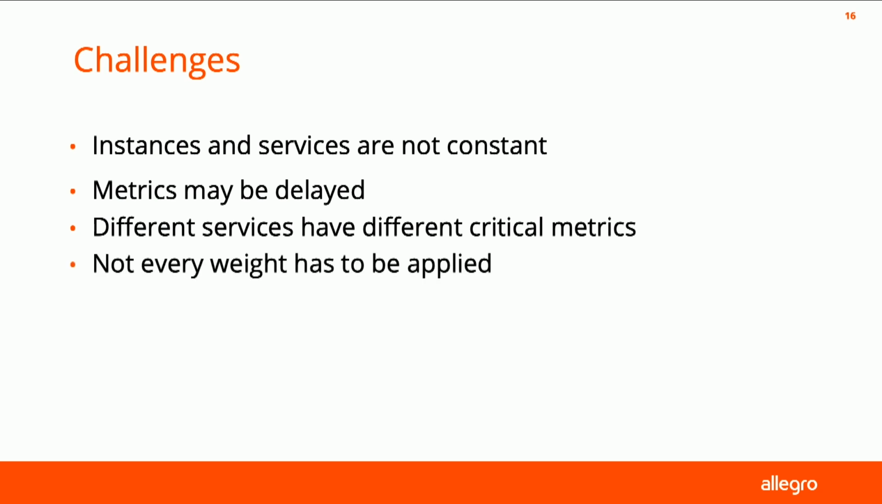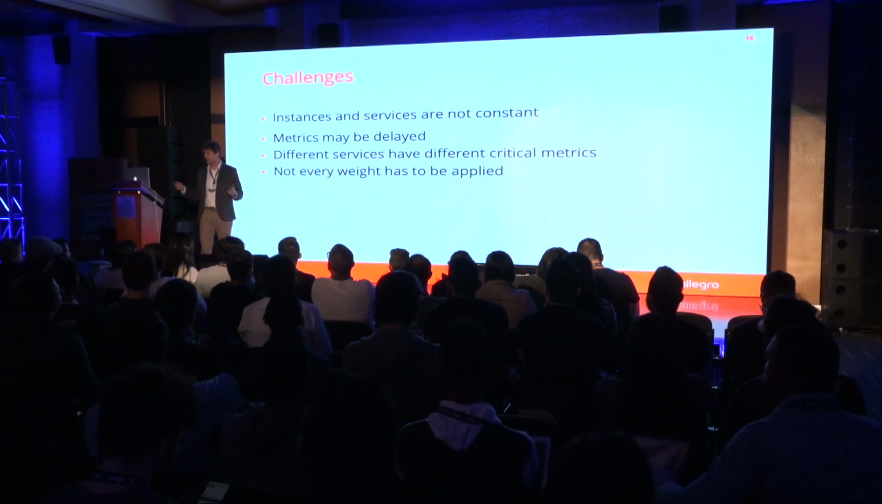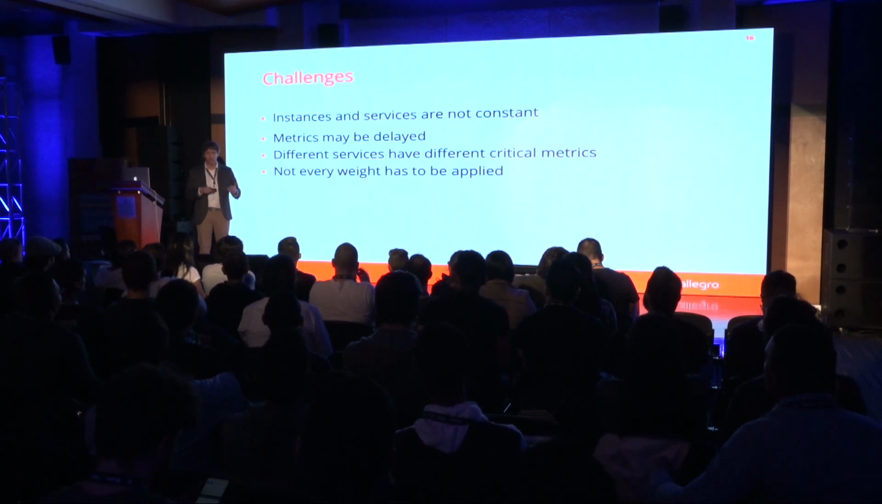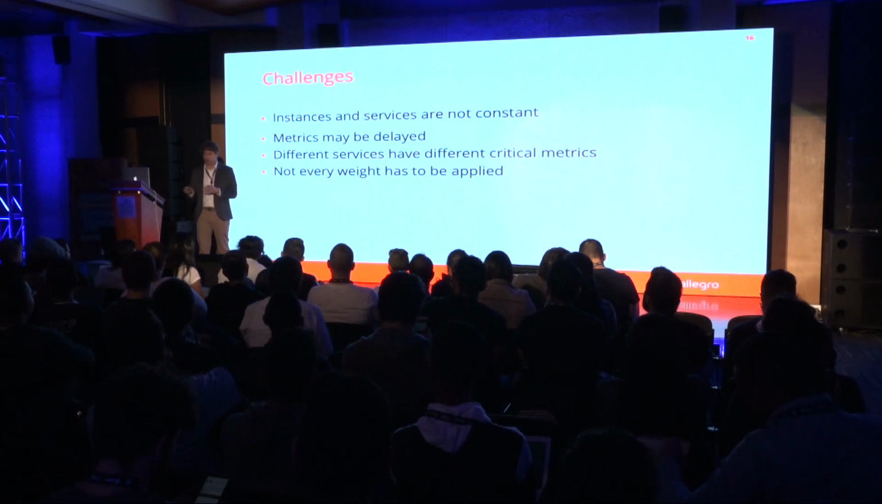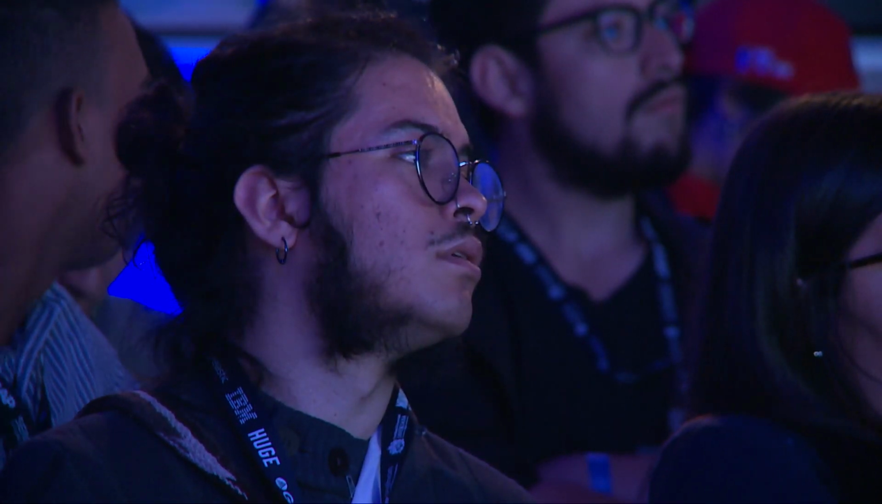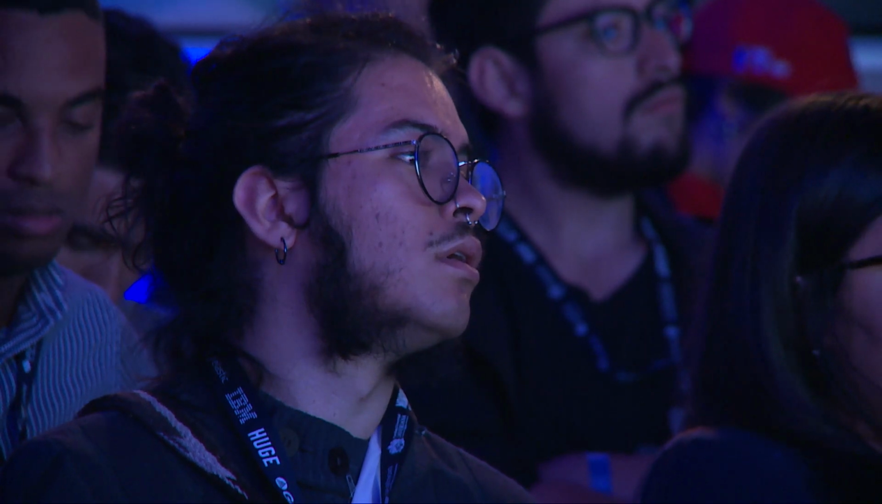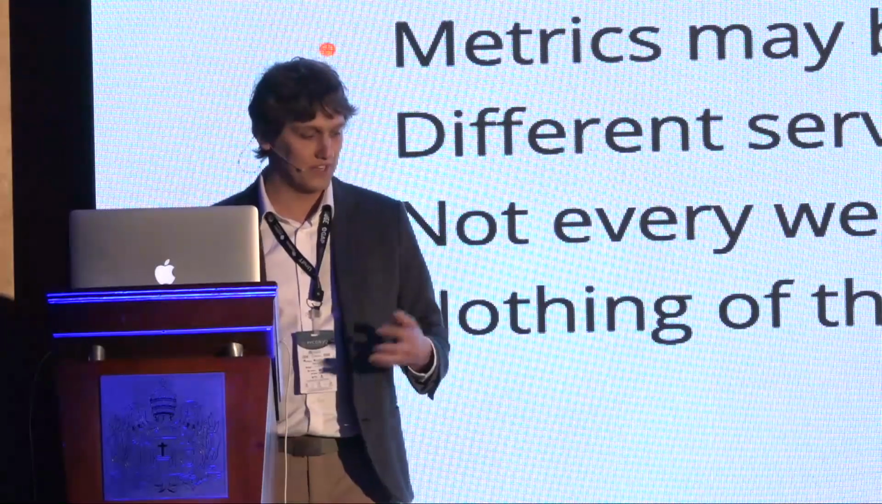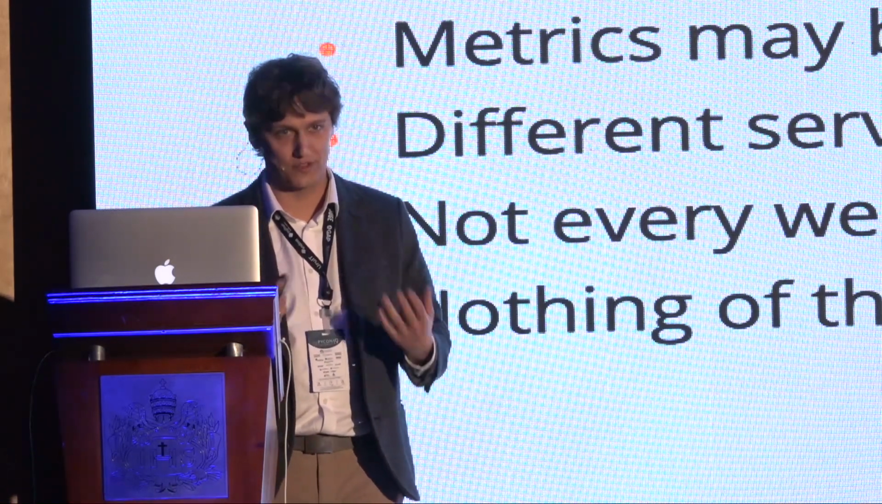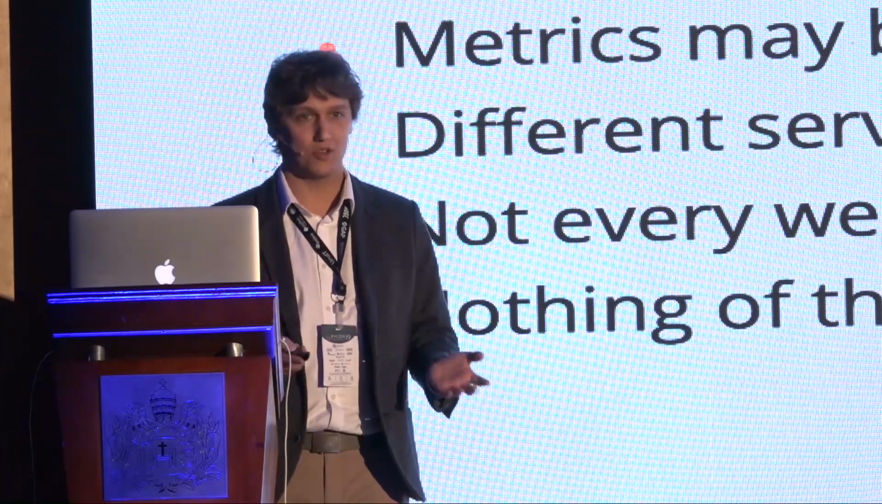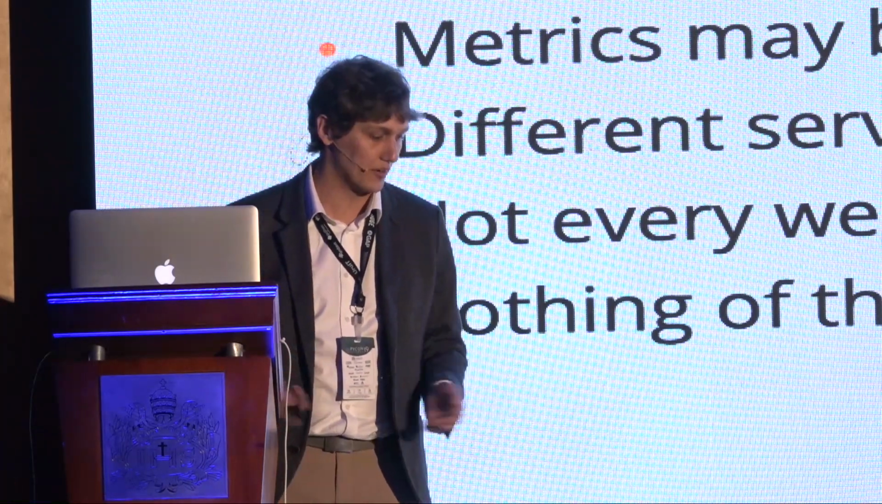Then, when we calculate the weights for instances, we do not want to apply every weight we calculated to the load balancers. We do not want to kill our load balancer by constantly changing its settings. We have to find the balance between the optimum utilization of CPU power or disk I/O and not killing our load balancer. And the worst part is that none of that can be estimated. You cannot know beforehand how many instances a service will have. You cannot know how the metrics will be delayed, and so on.